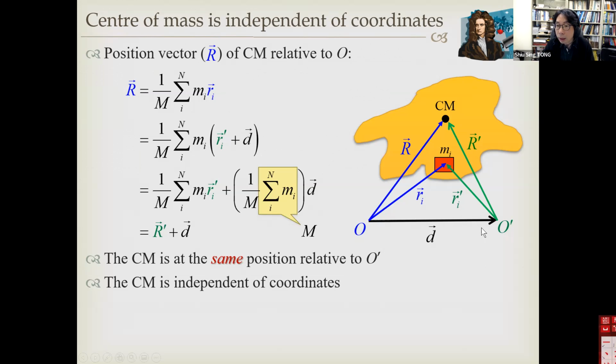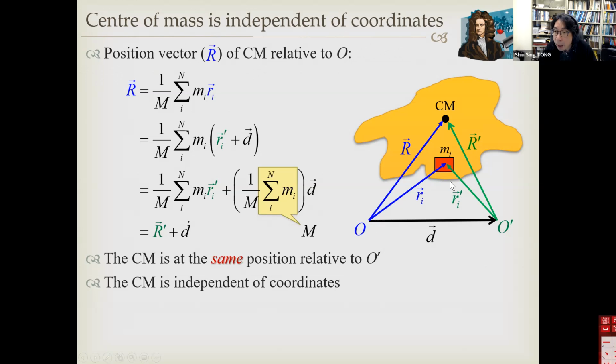my O coordinate to the new coordinate center. Okay. And when I look at the point mass, the small mass here, the Mi, its position is specified by Ri and Ri prime respectively, relative to the O and the new coordinates. And you can see Ri prime, Ri, and D, the three vectors now form a triangle. Now this is a very obvious triangle here.